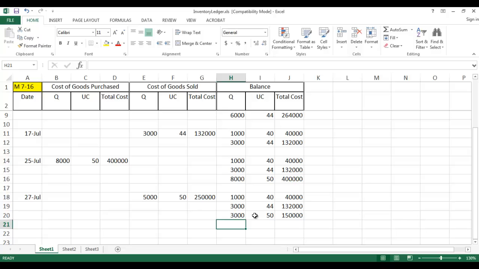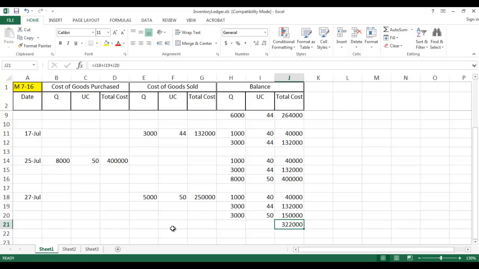Now I'm looking for my ending inventory from a cost standpoint. To get that, all I need to do is total up what I've got here. So my total inventory cost at the end of the period is the sum of the 40,000 plus the 132 plus the 150, or 322,000.